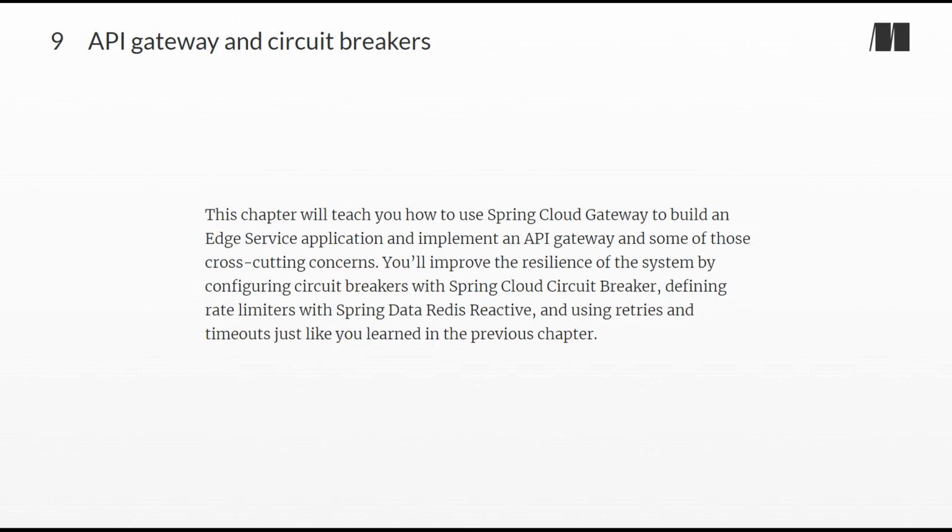This chapter will teach you how to use Spring Cloud Gateway to build an edge service application and implement an API gateway and some of those cross-cutting concerns. You'll improve the resilience of the system by configuring circuit breakers with Spring Cloud Circuit Breaker, defining rate limiters with Spring Data Redis Reactive, and using retries and timeouts just like you learned in the previous chapter.